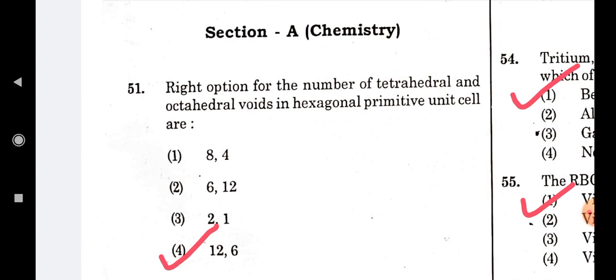The first question asks for the right option for the number of tetrahedral and octahedral voids in a hexagonal primitive unit cell. We know that in a hexagonal primitive unit cell the number of elements present is 6. So the number of octahedral voids will be 6, and tetrahedral voids will be double the number of elements present, that is 12. So the correct option is option number 4, that is 12, 6.